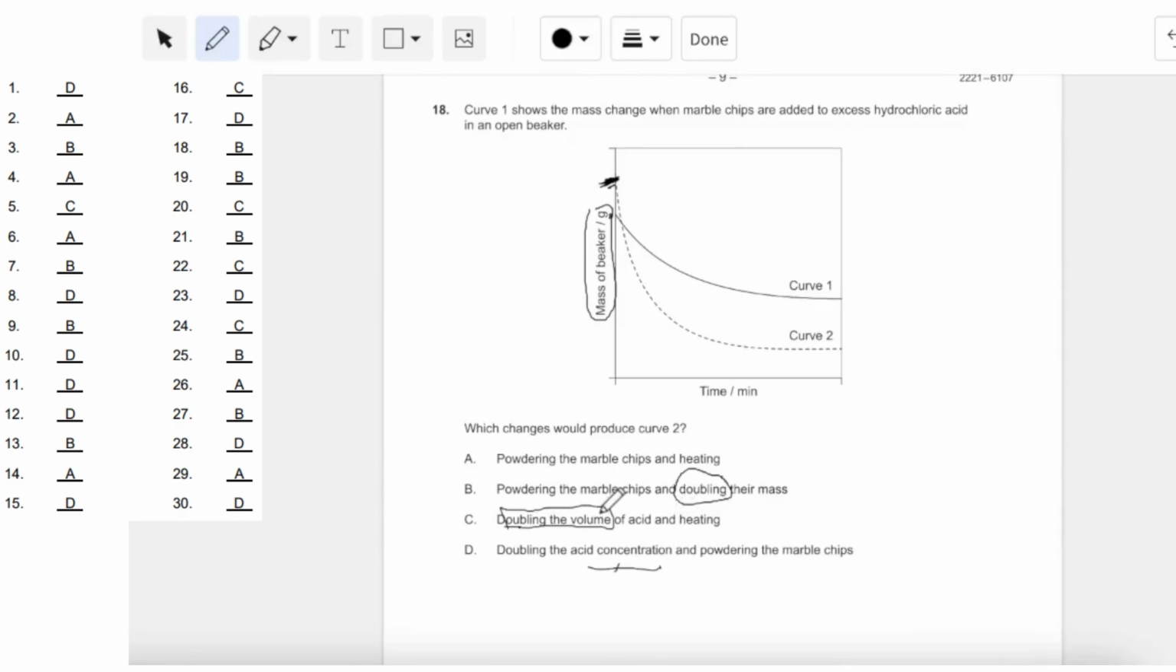If we double the volume, the time will be slower. At the same time, it will only increase the moles of HCl, so we won't expect the end of curve 2 to be right here. And HCl is already in excess, so there is no point in doubling the volume of hydrochloric acid. So the answer will be B.